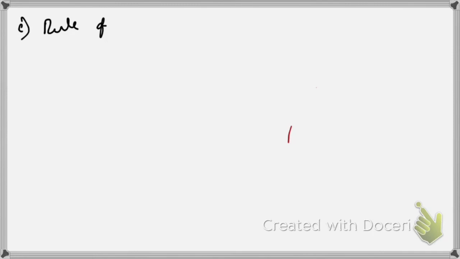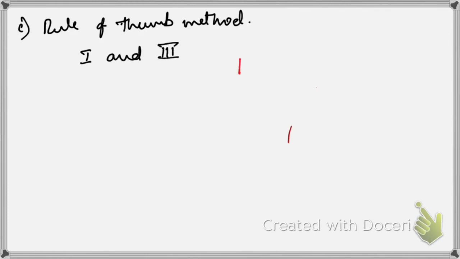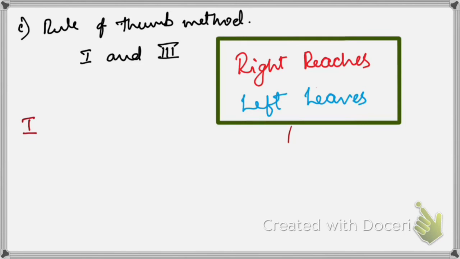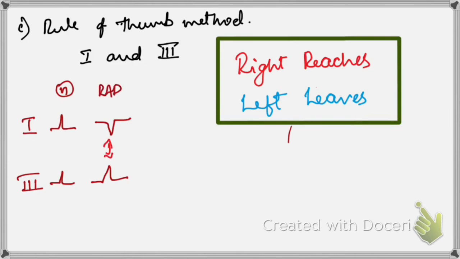So the next method is the rule of thumb method. This is a very easy method. You have to look at only lead 1 and lead 3. Quadrantic approach is lead 1 and AVF, whereas the rule of thumb method is lead 1 and lead 3. There is a mnemonic: left reaches and right reaches and left leaves. In lead 1 and lead 3, normally both will be positive. If lead 1 is negative and lead 3 is positive, they are reaching each other, so it is right axis deviation. If lead 1 is positive and lead 3 is negative, the QRS complexes are leaving each other, so it is left axis deviation.